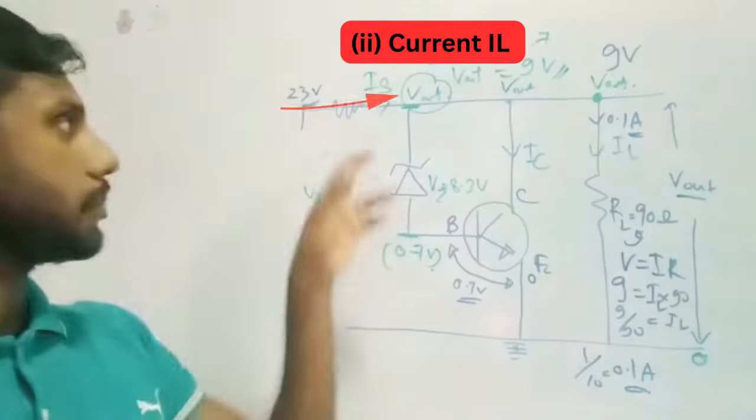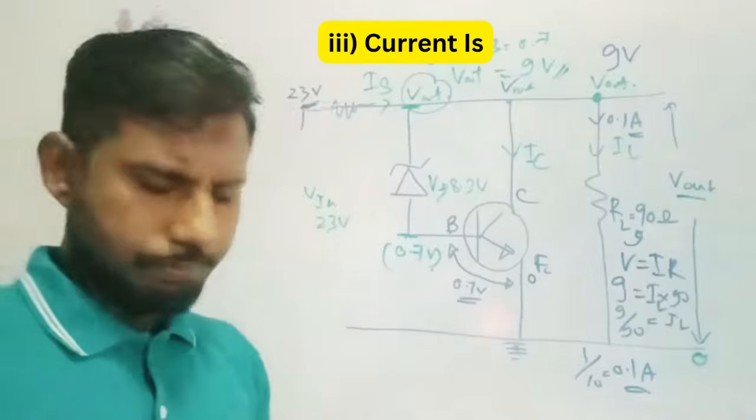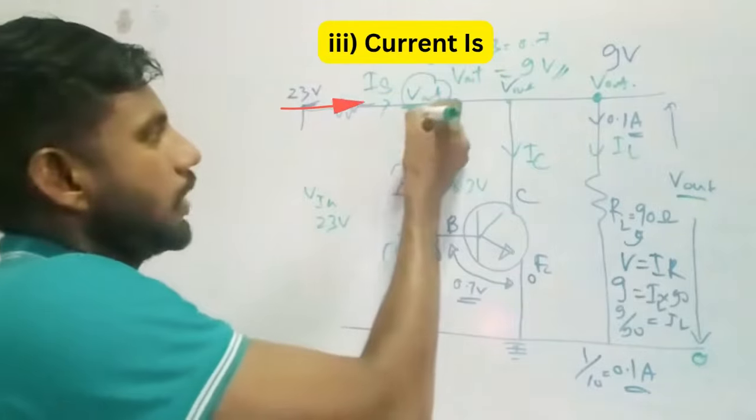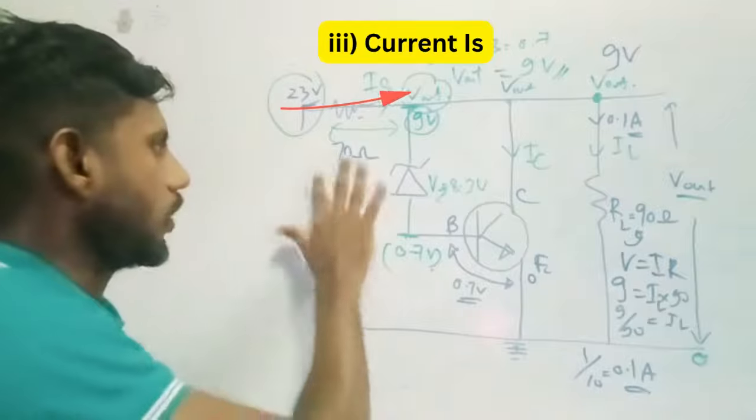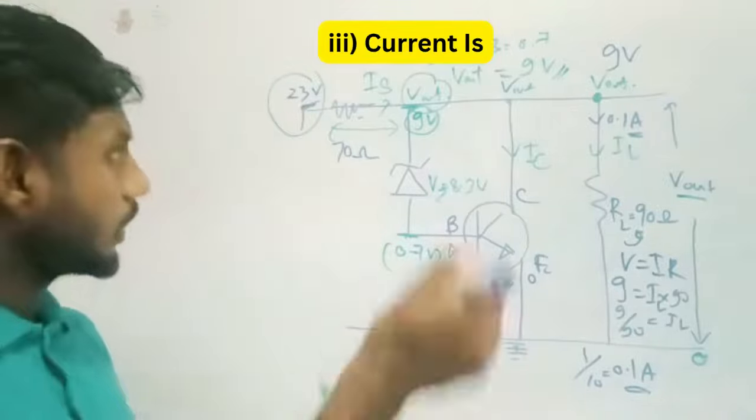What's IS? This one. Again, because of V equals IR. In simple language, here it's 9 volt, here it's 23 volt. So apply V equals IR for this resistor, we can find IS. What's the value of RS? It's 70 ohms. Let's do the simplification here. I hope you can see it here.